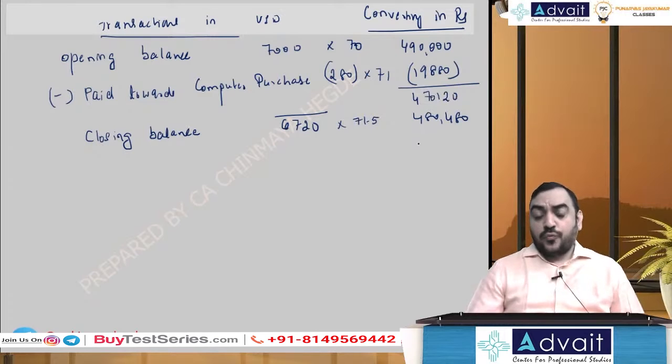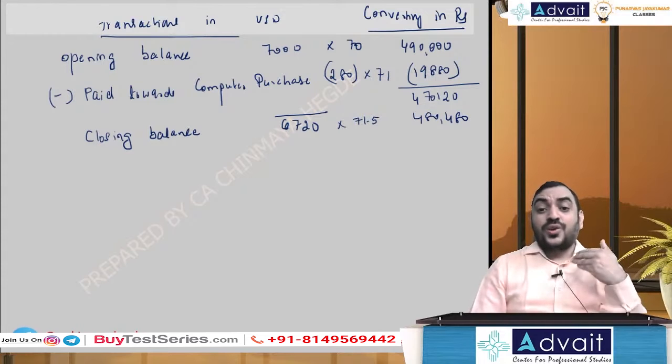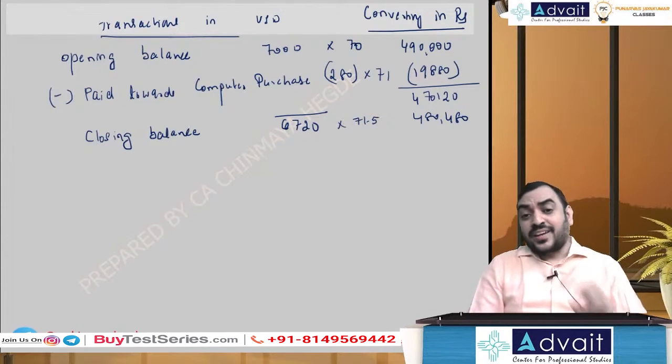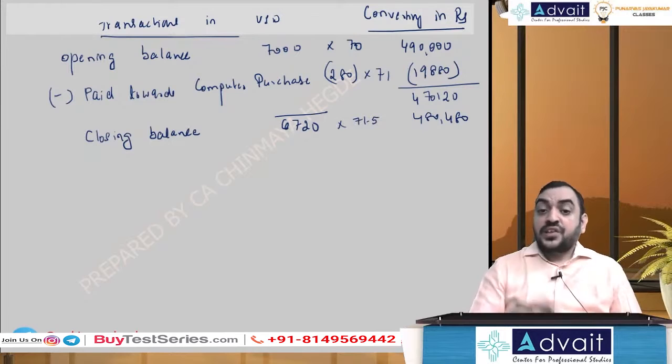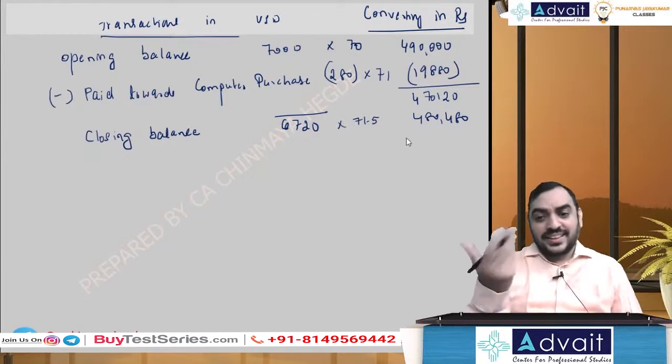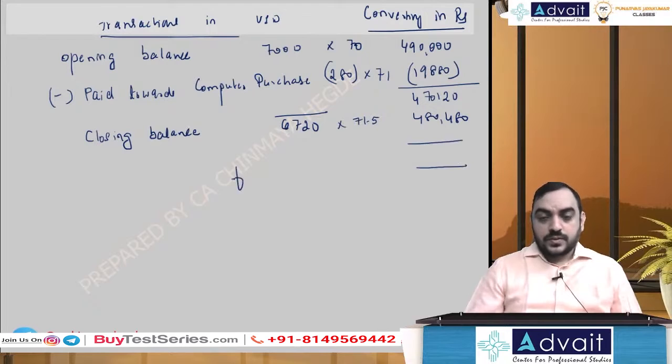and 4,80,480. Does it match what you calculated at 70 rupees, what you calculated at 71 rupees, and what you calculated at 71.5 rupees? Does it match? Obviously, it does not match, and that's what we say foreign exchange difference. Foreign exchange difference, 10,360.